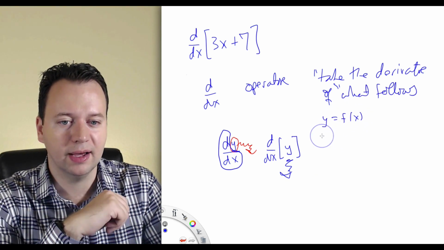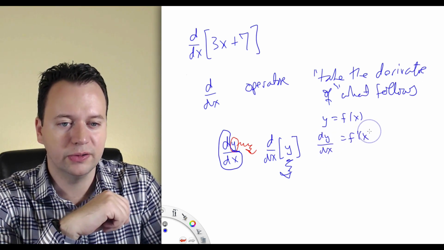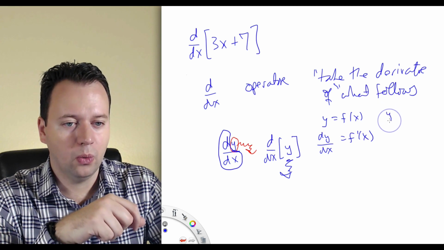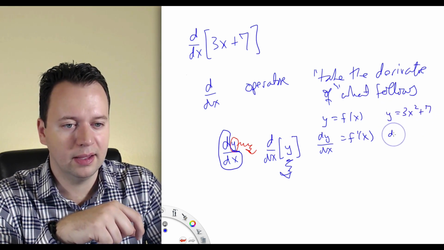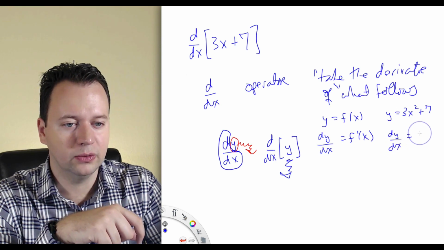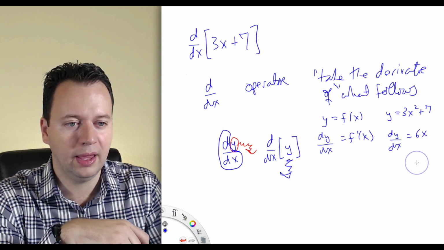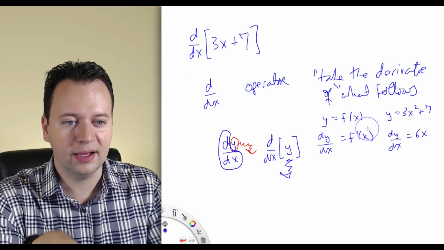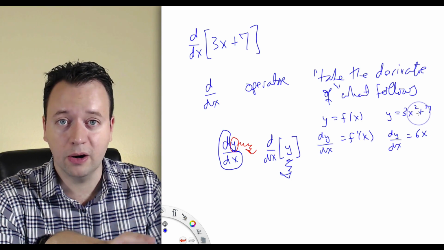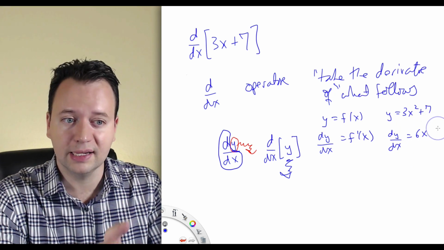Y equals f of x, dy dx is equal to f prime of x. So this would be, y is equal to 3x squared plus 7, and then dy dx is equal to 6x. I didn't work this one out, but that's what you would get. So you would read this: the function f of x is equal to 3x squared plus 7. Its derivative, f prime of x, is equal to 6x.